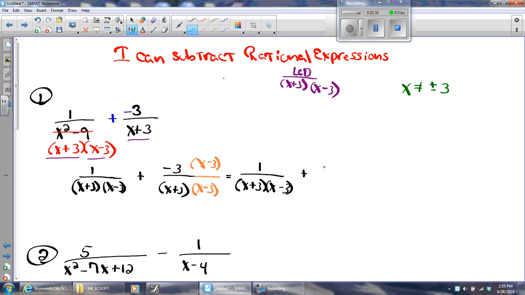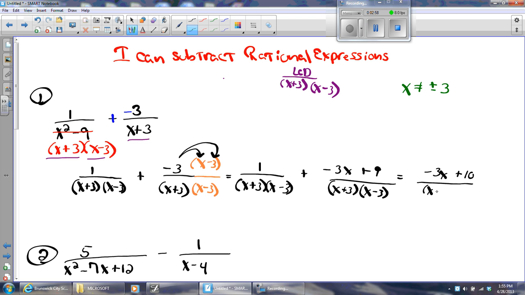Plus, now look at this. I've got to distribute a negative. This is why we did that little plus minus thing, okay? So we had -3x+9 over the LCD. And when I do that, I'm going to get -3x+10 over the LCD. And of course, that's true. X does not equal plus or minus 3. And there we go.